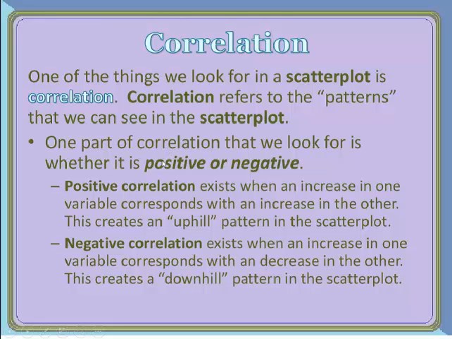Scatter plots have three different types of what's called correlation. A correlation is a pattern. We have positive correlations and we have negative correlations. A positive correlation is when it increases and it creates an uphill pattern. A negative correlation is when it decreases or creates a downhill pattern. Pause and copy those two correlations down.